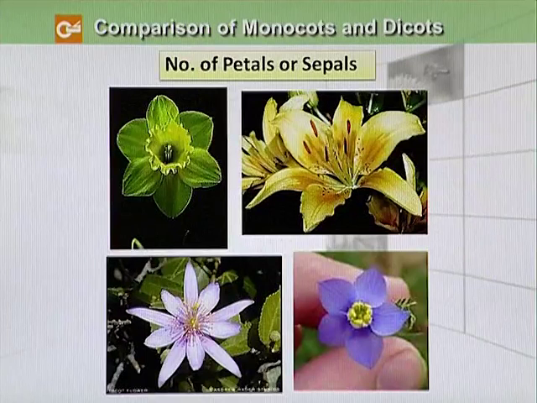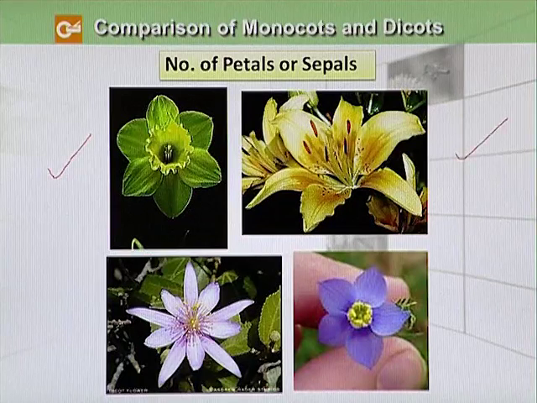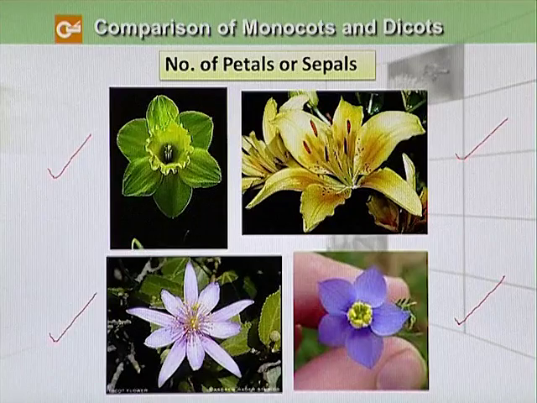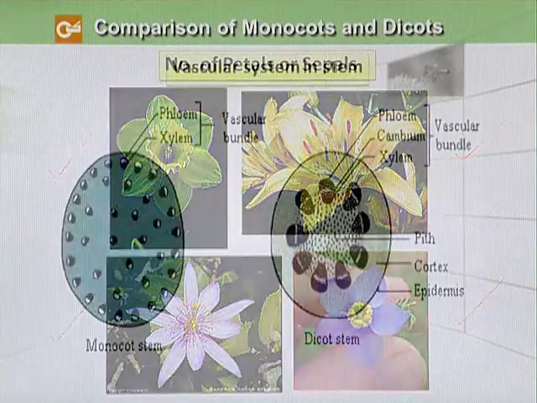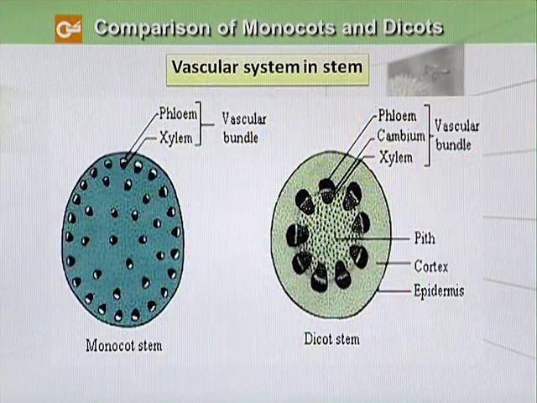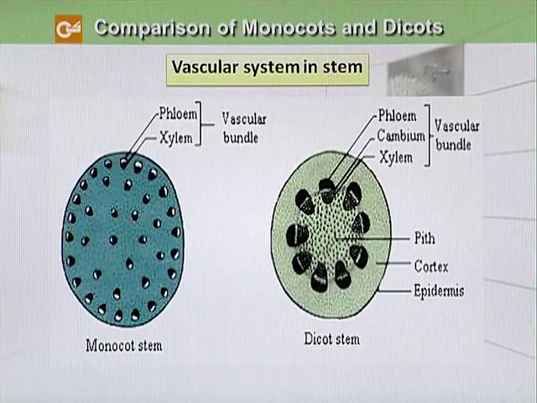In case of number of petals or sepals, we can see that monocots have 3 or multiples of 3. We can see that they are 6 in number here, while in case of dicots, they are 4 or 5 or multiples of 4 or 5. Here we can see that there are 5 petals, and here we can see that there are 10 petals. If we talk about the vascular system in the stem, in monocots it is scattered as shown in the figure, and in case of dicots, the vascular bundle is arranged in the form of a ring.